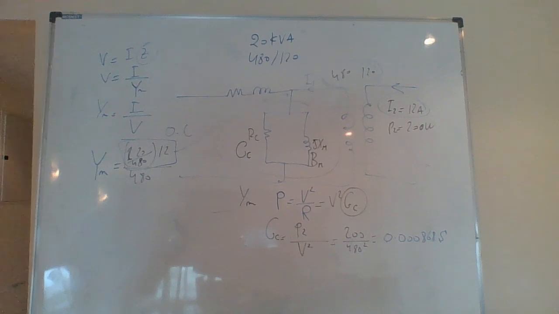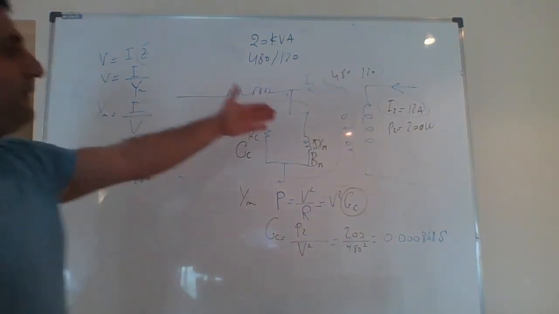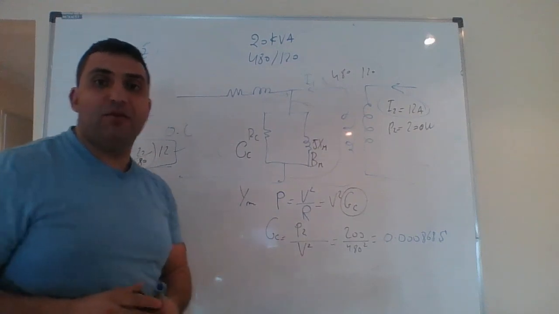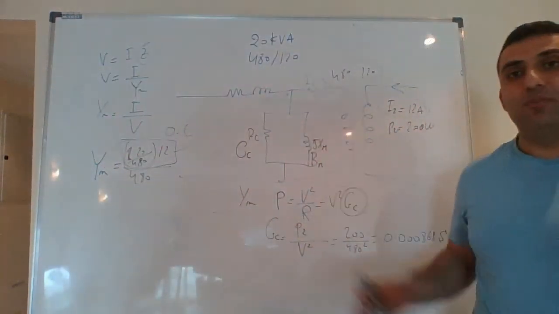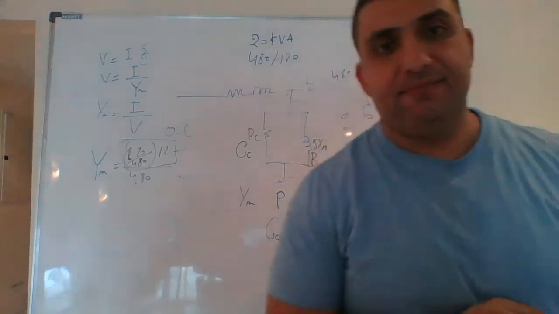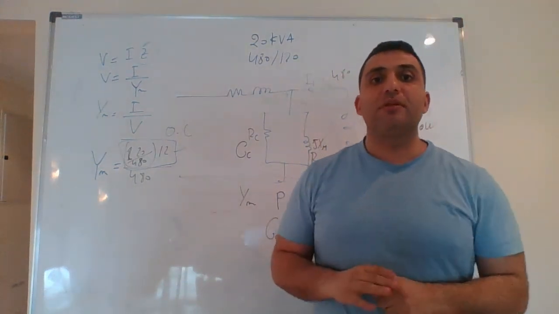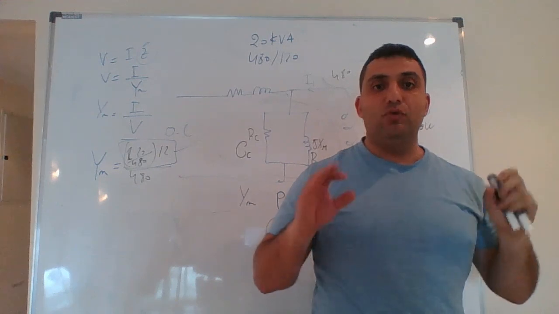And now because I found YM, I can go and find BM, and that's how I found the entire transformer characteristic using open circuit and short circuit tests. Let's take a small break, and we can do more examples.